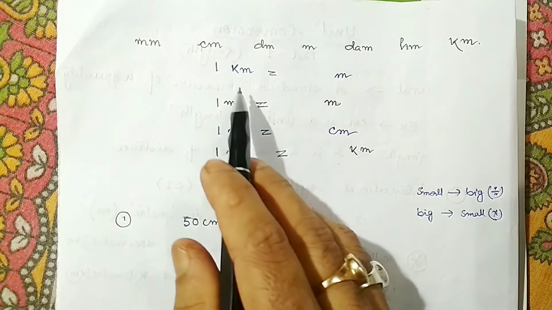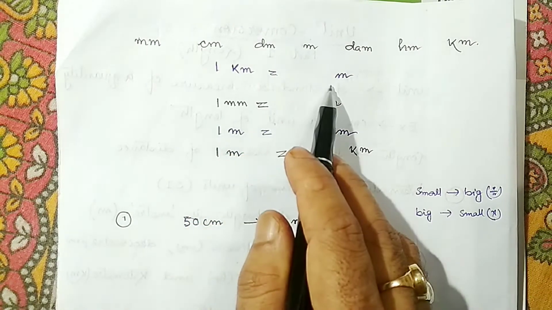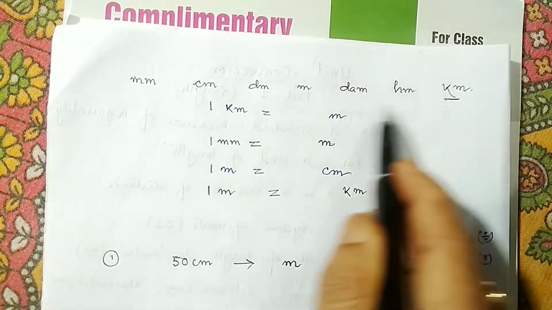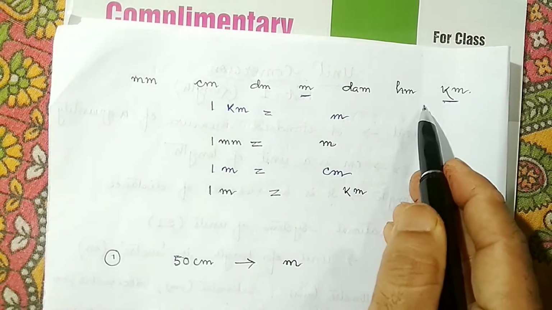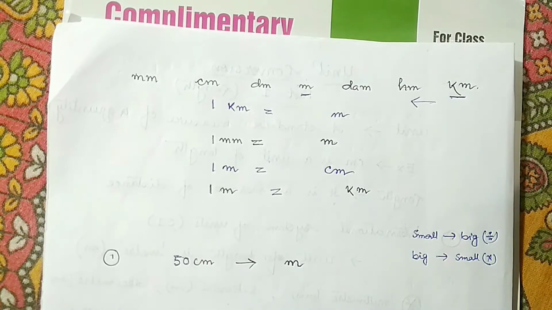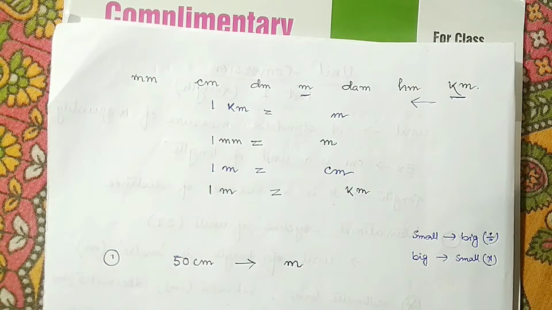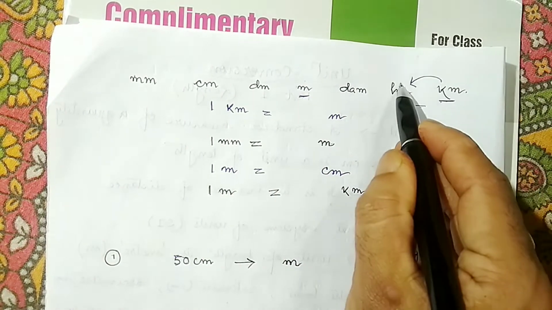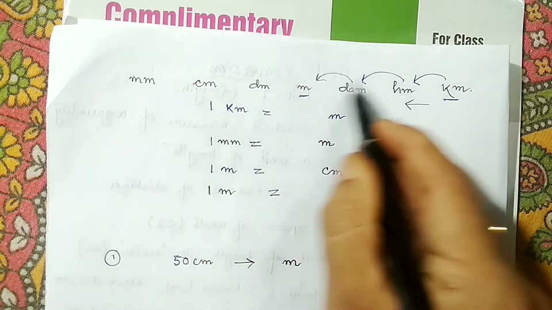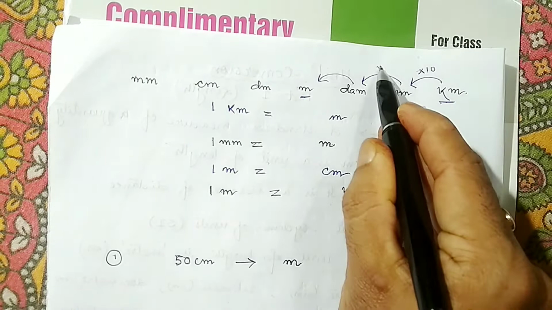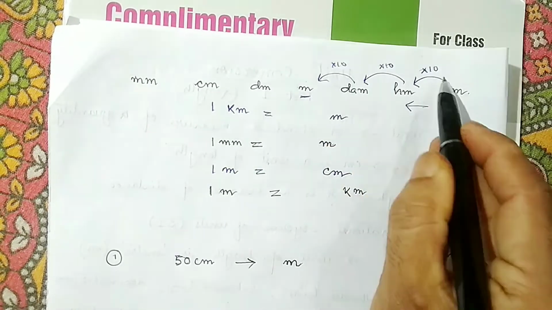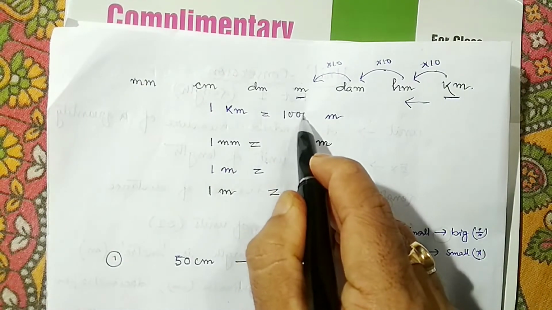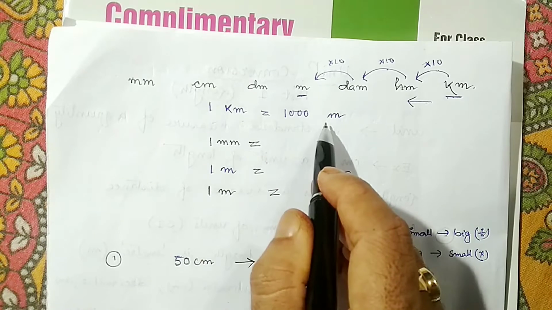Now suppose we want to write 1 kilometer equals how much meter? Kilometer is here and meter is here. We are going from bigger to smaller, and already I told you, whenever we go from bigger to smaller, we should multiply. Kilometer to meter, one place, multiply by 10. Another 10, another 10. So multiply by 10, by 10, by 10. 10 into 10, 100; 100 into 10, 1000. So here you should write 1000 meter. That means 1 kilometer is 1000 meter.